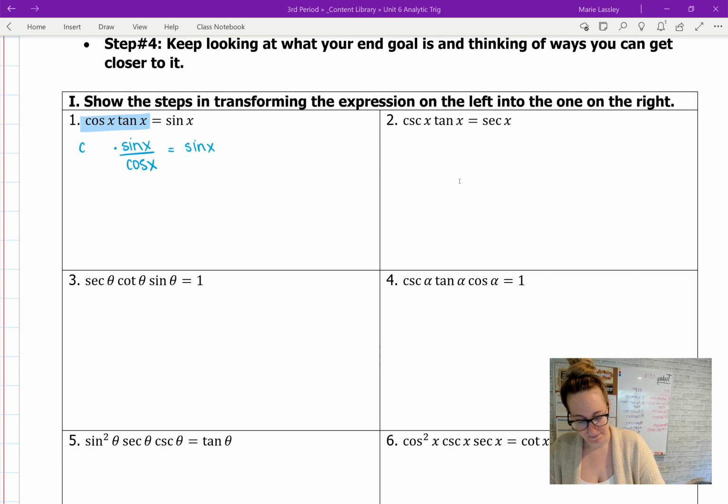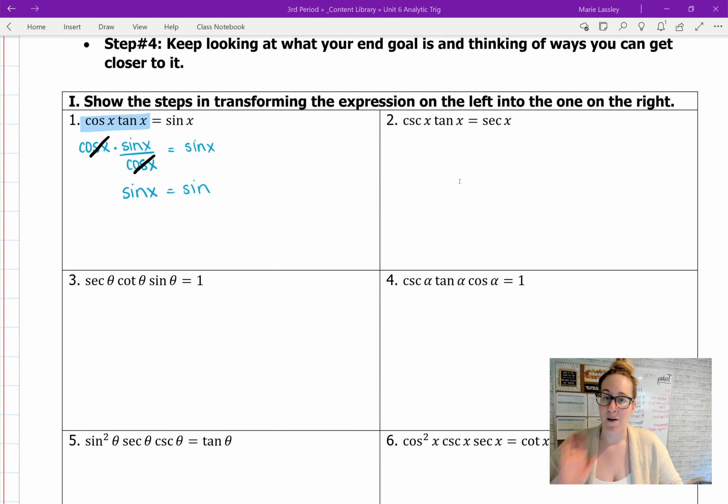Didn't mean to do that. So we have cosine over cosine. That simplifies, so I'm left with just sine x. Well, that's what I wanted it to be. So I am done. I have now made the left side look like the right side. I have proved that they are equal. So we're done. That's it. That's what we're doing here.